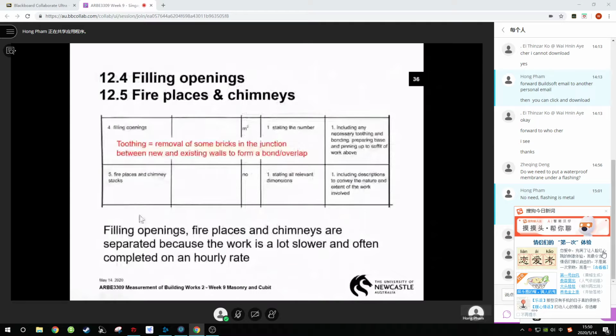Okay, now we have some other items. This is core fillings, openings, fireplace, chimney stack. Okay, let's do a little bit more before we have a break.